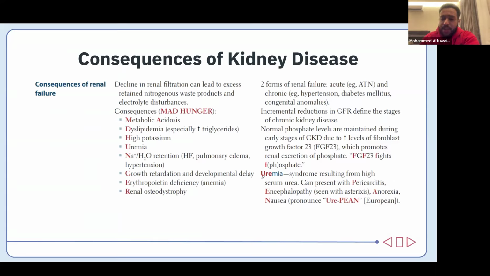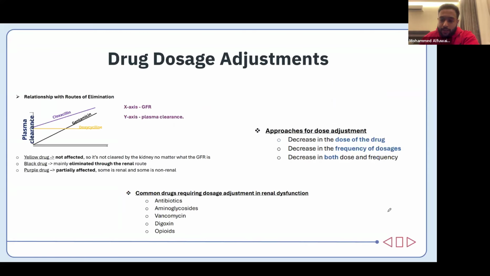How does uremia present? Pericarditis, as I mentioned, encephalopathy, nausea, and anorexia. This is very important because uremia in itself is an indication that we do dialysis for the patient. So if they have uremia syndrome and uremia symptoms, we do dialysis, no matter what the presentation is. I think that's that.